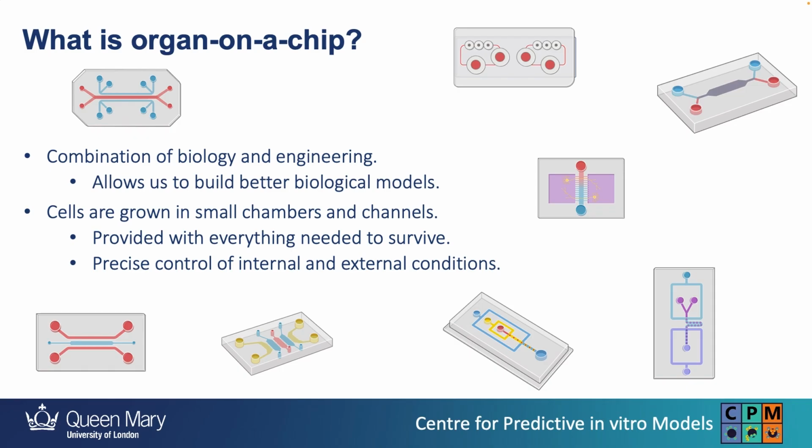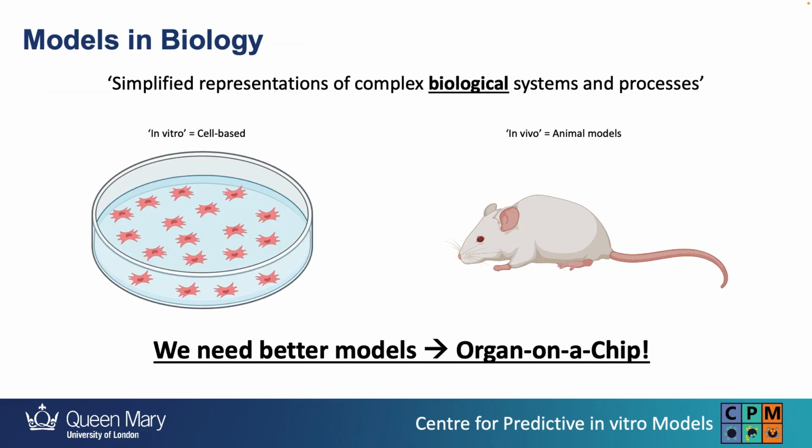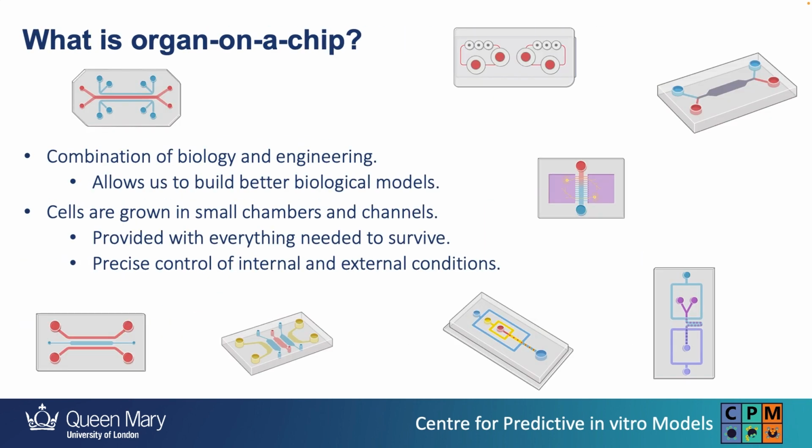But all it is, is cells that we showed at the start, the building blocks of organs, grown in these really small chambers and channels. They're provided with everything that they need to survive and behave as they would in the human body. And we have really precise control over their internal and external environment. So again, we're trying to improve on these super basic cell models while also moving away from animal models, because we can use human cells in these organ chips. So we're developing these improved models.